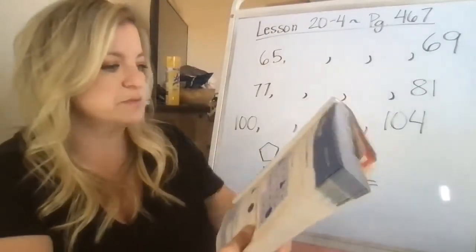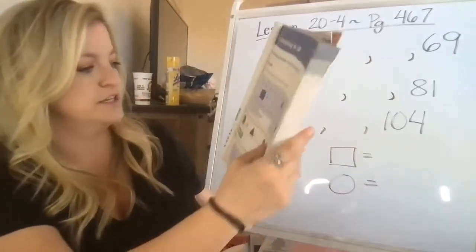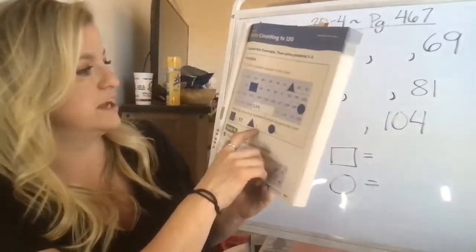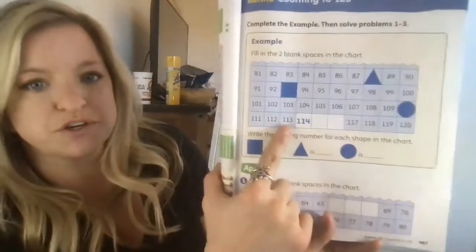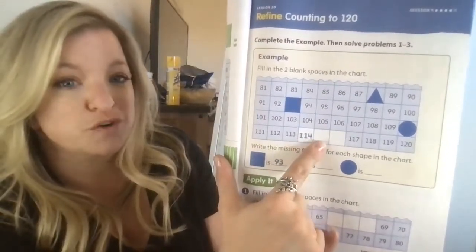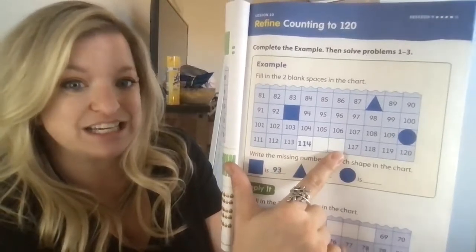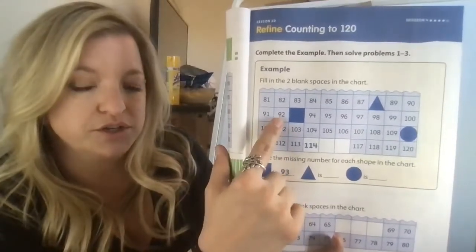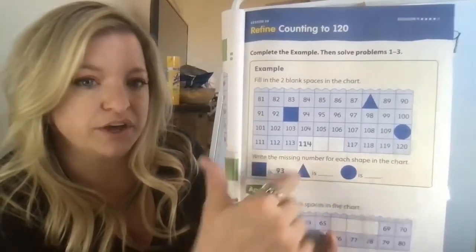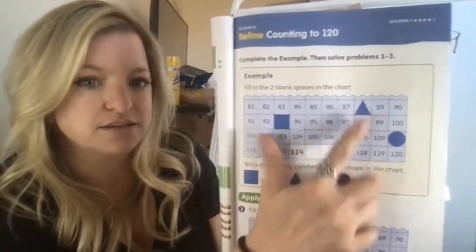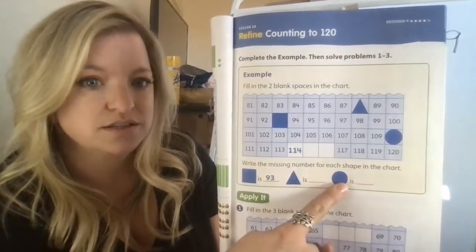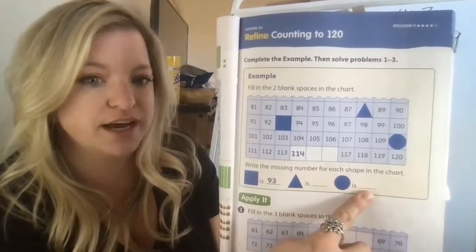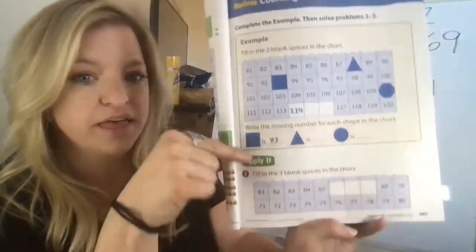All right, the example says fill in the blank spaces in the chart and write the missing number for each shape in the chart. So here you would say, okay, I'm going to fill in those blanks: 113, 114, 115, 116. And then it tells you, okay, there's a square covering this up. Square is 92, 93. The triangle is 87, 88. So you would write 88 in here. Circle is 109, 110. So you write 110 for the circle. That's completing that example. Then apply it.